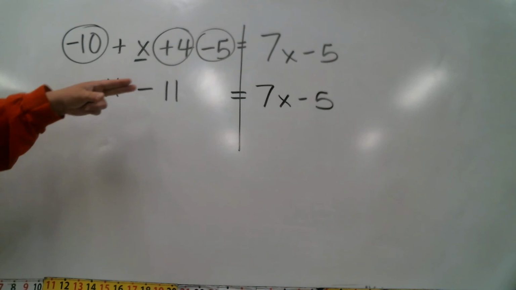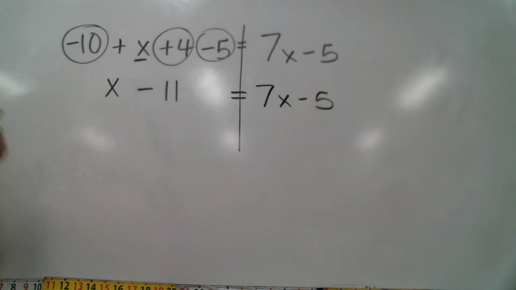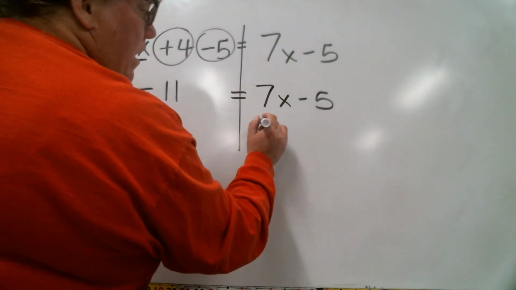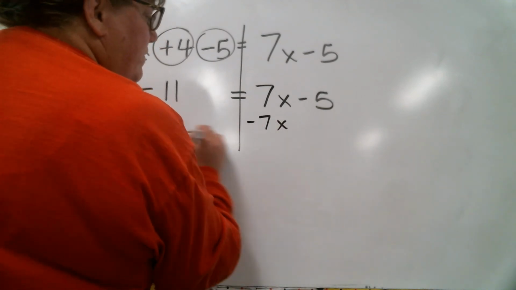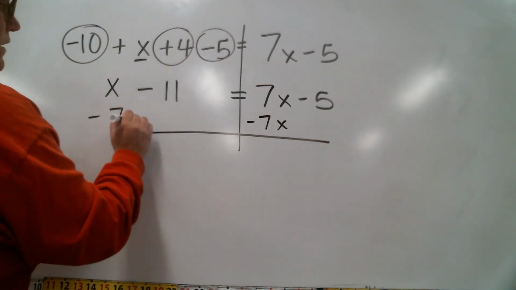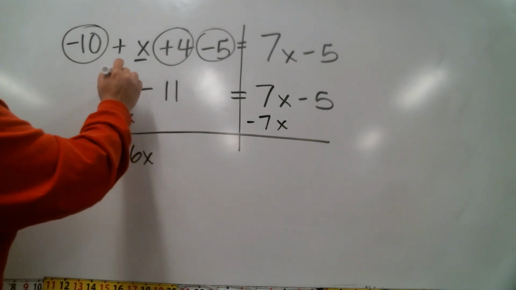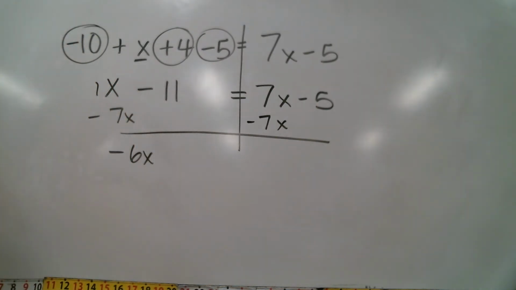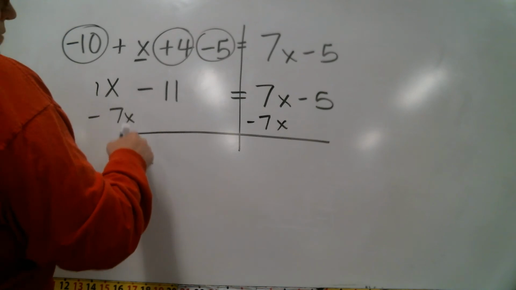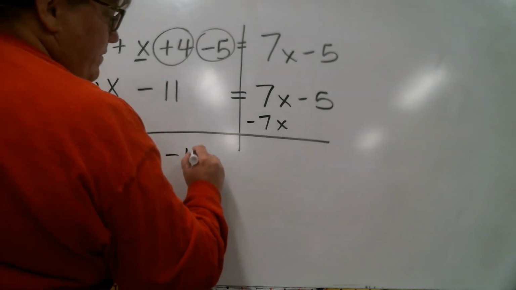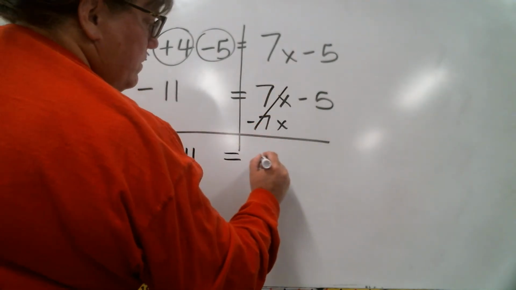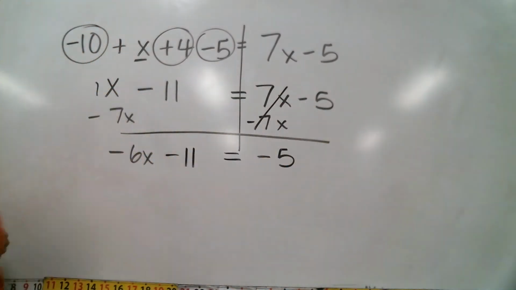Now I see I have a variable on both sides, so I'm going to have to take it off of one side and move it to the other. I'm going to take this 7x off of here. X minus 7x is negative 6x, because this was a 1, remember. And then I'm going to rewrite it. Minus 11 equals negative 5. There's a negative 5 still left over there.